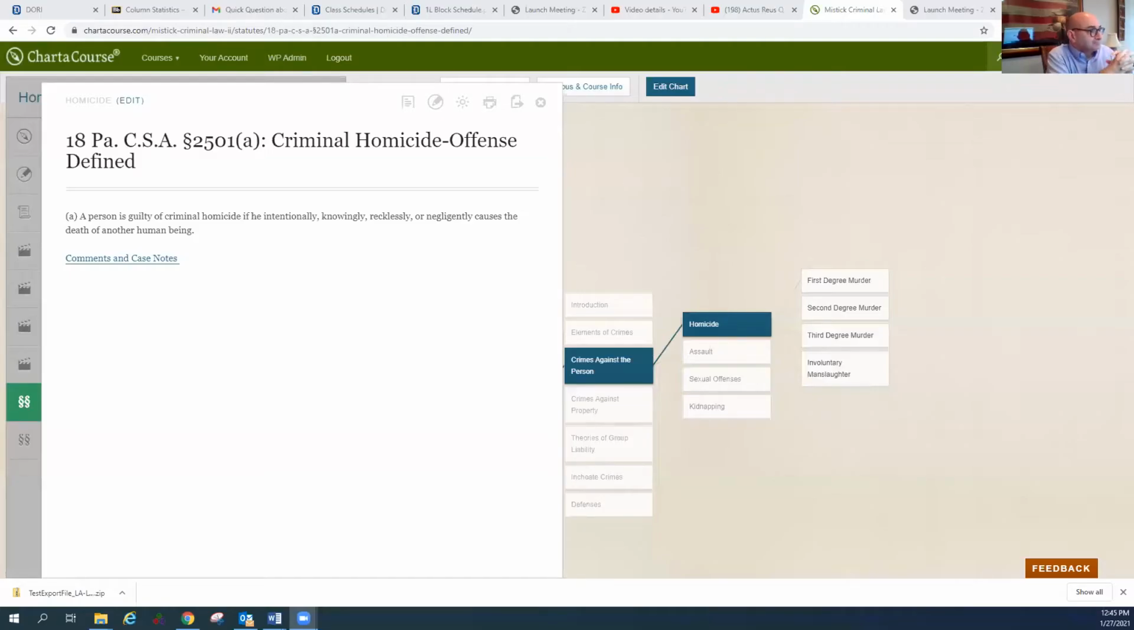So here you have Pennsylvania's generic homicide statute. This is not what the indictment would allege. This is like all the ways that a person could be charged with unlawfully taking the life of another person. A person is guilty of homicide if he intentionally, knowingly, recklessly, or negligently causes the death of another human being. Of course, those are all your possible mens rea terms.